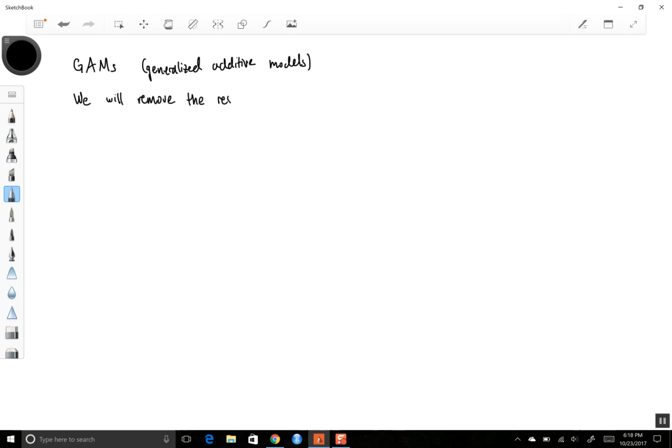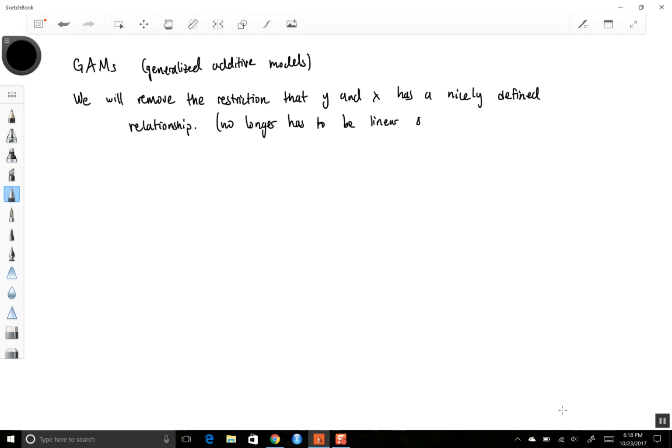We remove the restriction that y and x have a nicely defined relationship. Okay, so it no longer has to be linear or some mathematical function. Instead, we just say the relationship between y and each x has to be smooth, okay?